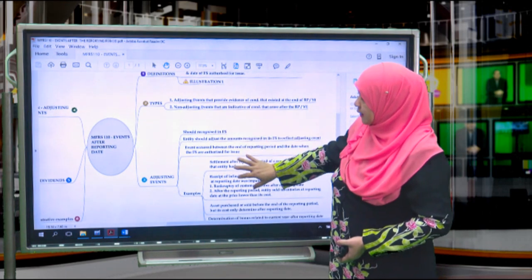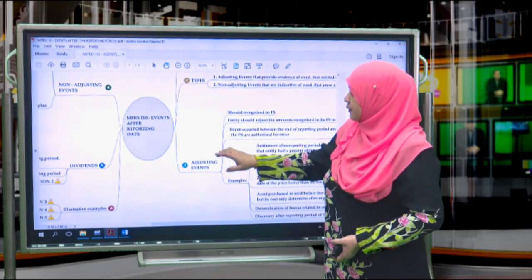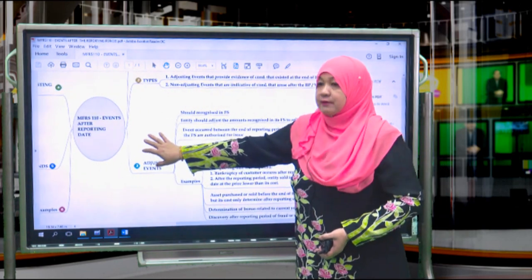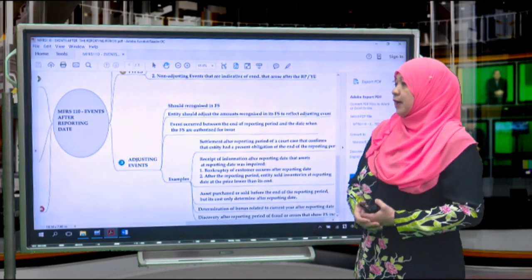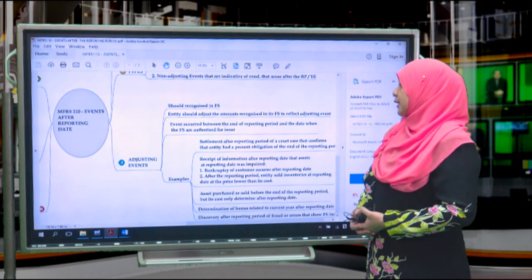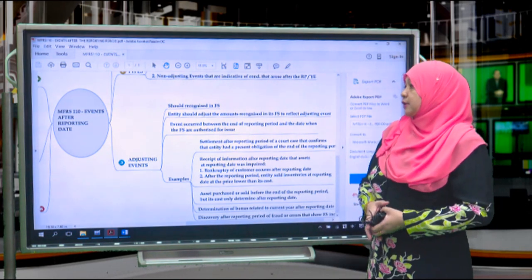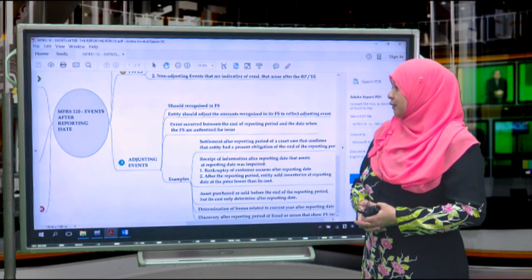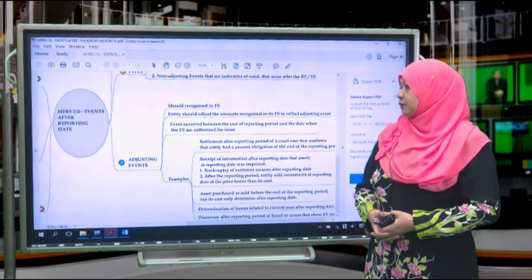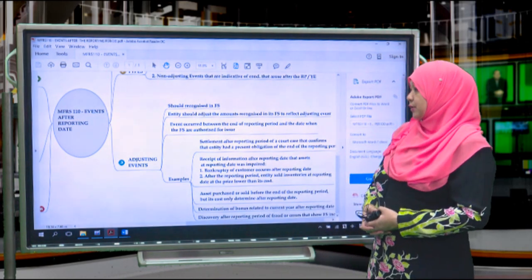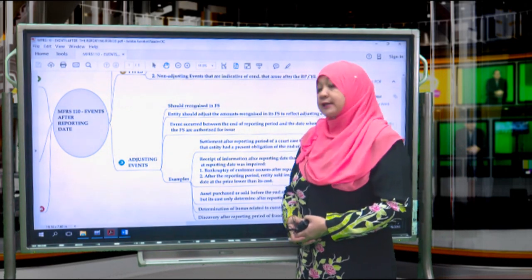So let's look at the adjusting events. If it's an adjusting event, this event should be recognized in the financial statements, and we should adjust the amounts recognized in the financial statements to reflect the adjusting events. This event occurs between the end of a reporting period and the date when the financial statements are authorized for issue. There are many examples of adjusting events.